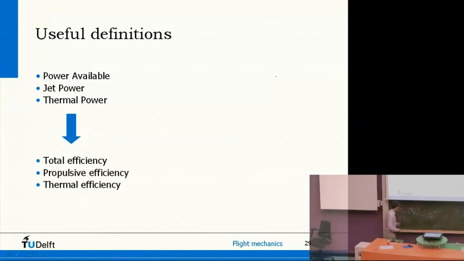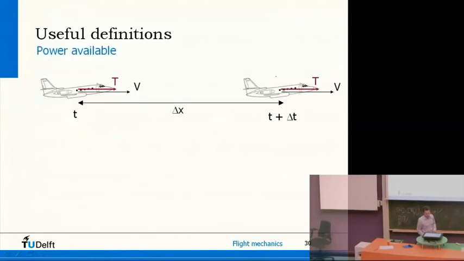So power, and we're going to look at efficiency, which we express in terms of a percentage. We're going to look at a couple of powers, and I think 2 out of the 3 you've already seen, and a couple of efficiencies. And with these efficiencies, we'll be able to compare different engines. Now, power available is fairly straightforward.